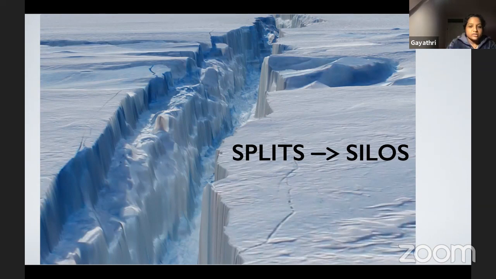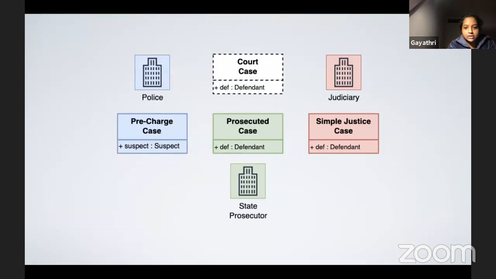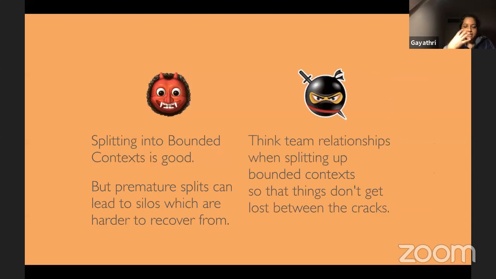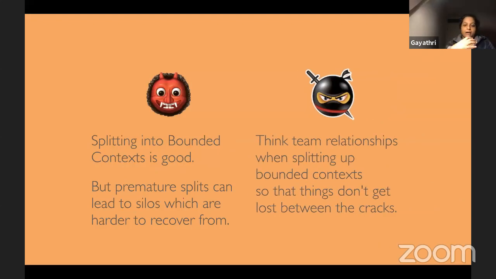So the next risk that we were facing was silos forming off the back of these splits. Which brings us to the next near enemy: premature splits could lead to silos. Silos are very hard to recover from. So when you're thinking about splitting the bounded context, always keep an eye on the end-to-end process and how the teams come together as part of those domain processes, so that things don't get lost in the cracks.